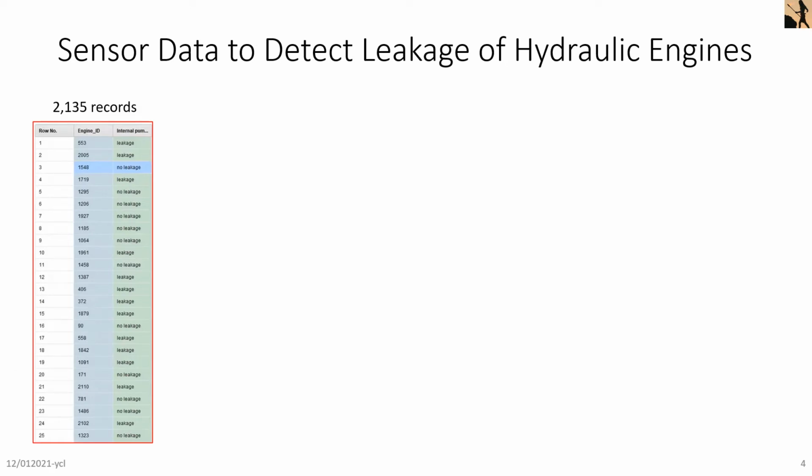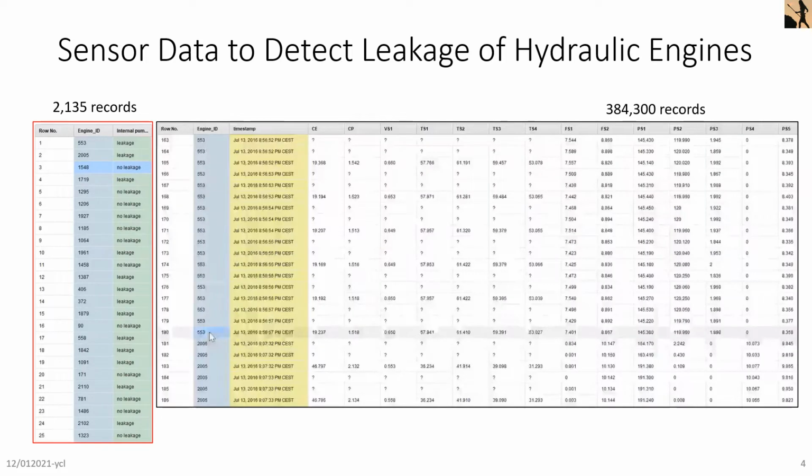Here we will refer to a popular data set that has been experimentally obtained with a hydraulic test rig. The label indicating whether the internal pump of the engine is leaking or not is provided for all the 2,000 plus hydraulic engines. And each engine went through a test cycle of 60 seconds. Some sensors provide 3 readings per second, while others have only 1 reading per second. And that's why we see some missing value entries here.